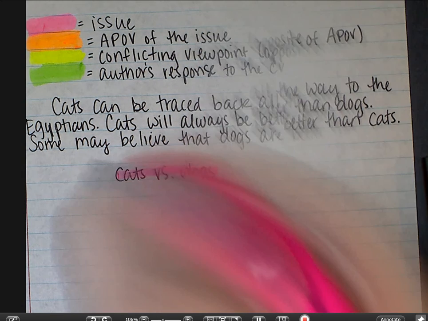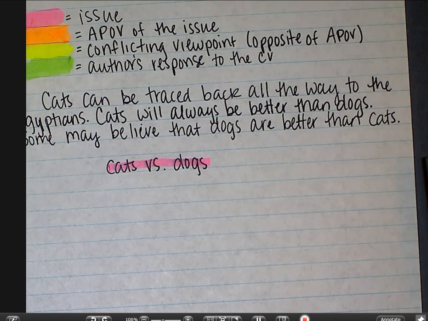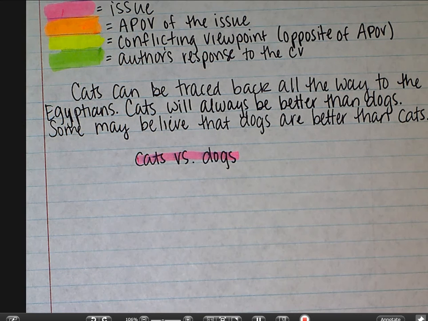And like I said, when you have a longer article, you're not going to have to write out cats versus dogs because it's just going to be there. It's just because I made this up that there's not a sentence that talks about the issue. But your articles most likely will.